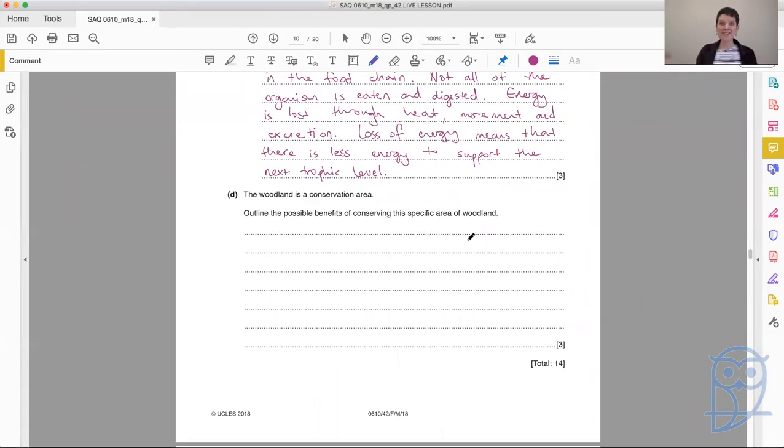So, well, first off, biodiversity. When we are conserving the specific area of woodland, we are conserving all the biodiversity it contains. And that may also include endangered species. So conservation maintains biodiversity and protects endangered species.